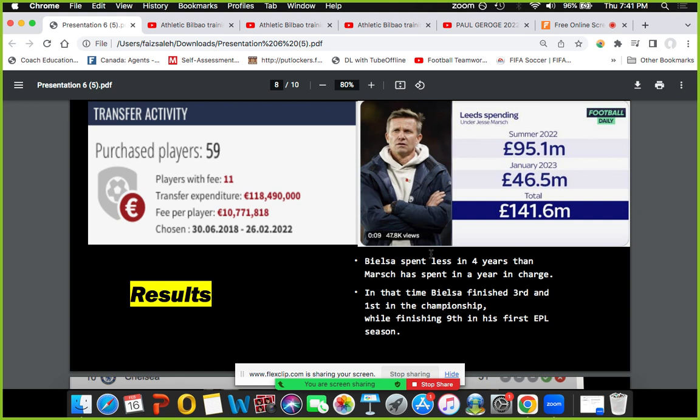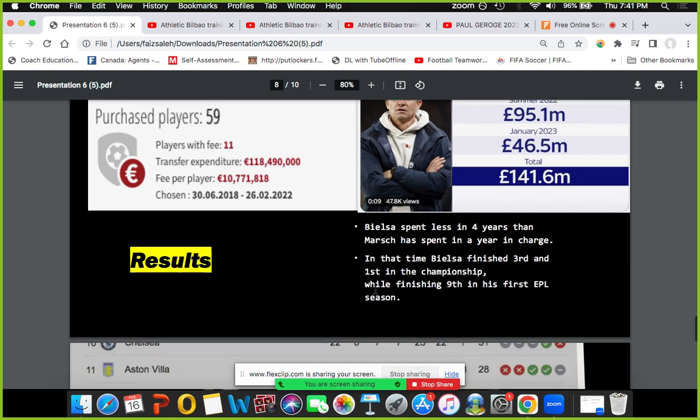And in the three full seasons that Bielsa had with the team, he finished third and first in the Championship, got promoted, and then they finished ninth in their first season in the Premier League. To put that in perspective, they were only 2 points off Arsenal, a big club with all the resources that they have, in ninth place that season. Absolutely brilliant from Bielsa.